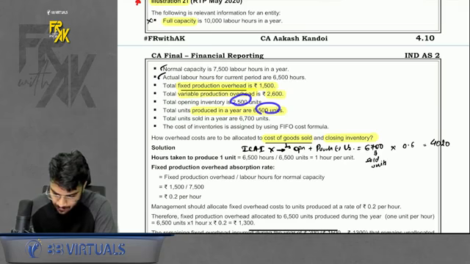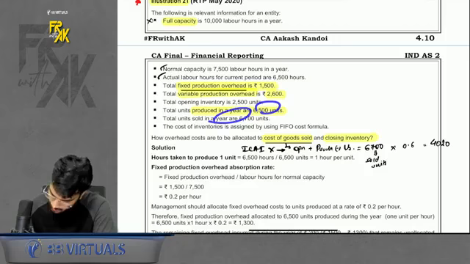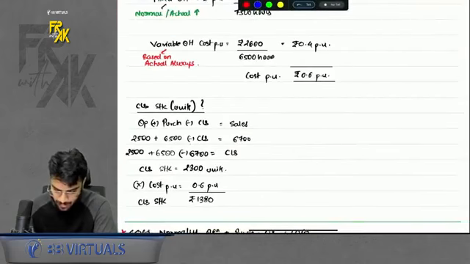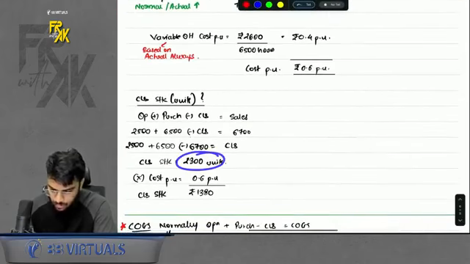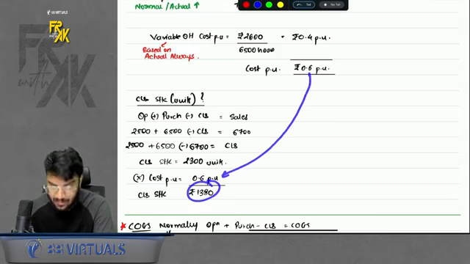Opening is given, sales is given. Sorry, production is given, sales is given. Closing stock you can find with this formula. So you get 2300 units. Now the cost per unit is 0.6. So you will get this closing stock amount.